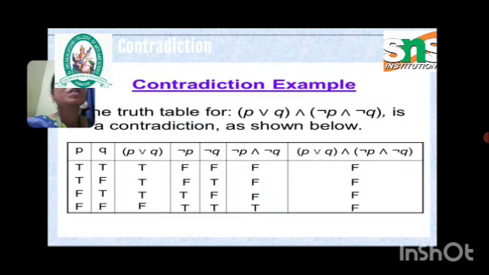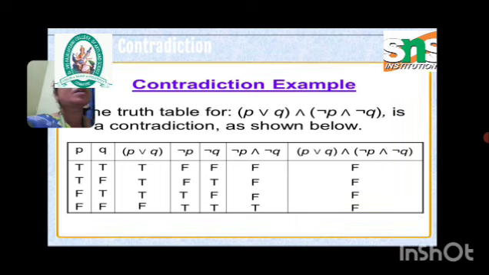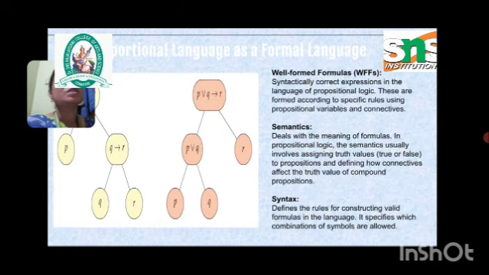Here is proof by contradiction. Contradiction is nothing but we have to prove that every condition of a formula is false. Here is an example of a contradiction, that is (P or Q) and negation P and negation Q. These are the conditions we are solving in a truth table, and finally we will get the result as a false condition for all statements.